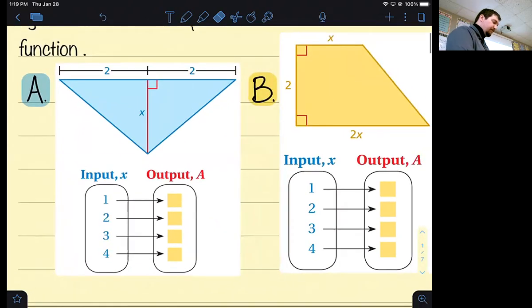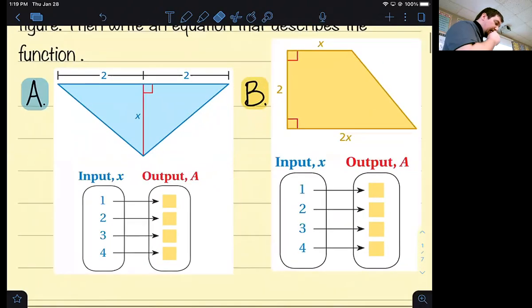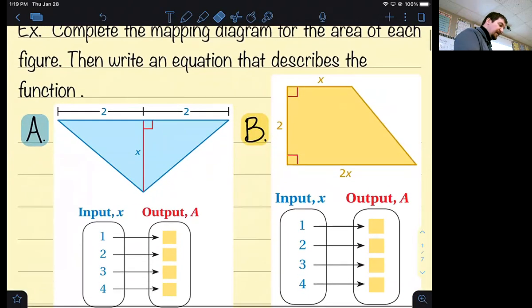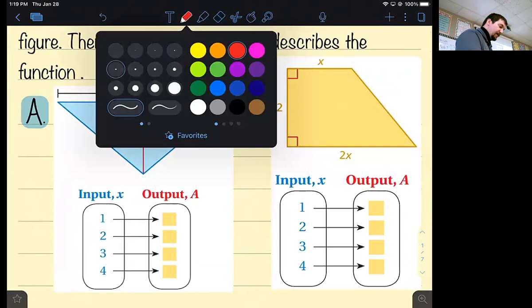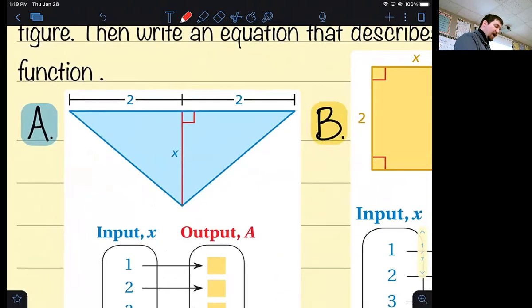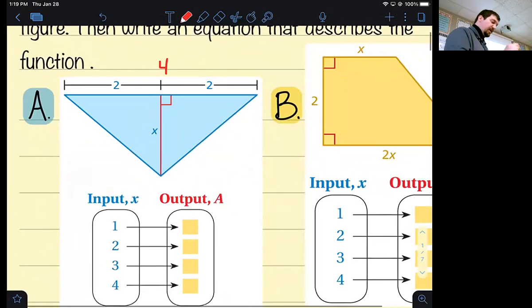All right, so for example A, it says complete the mapping diagram and then write an equation that represents the function. So we have here a triangle. We have the base of this triangle being, well, what's 2 plus 2? 4. So the whole thing's just 4. And the input is the x. So they're telling us to plug 1, 2, 3, and 4 in for the height of this triangle. And then the output is the capital A, and that stands for the area.